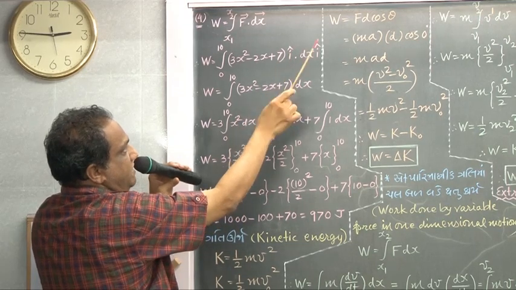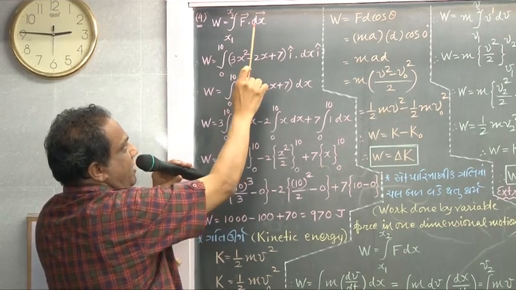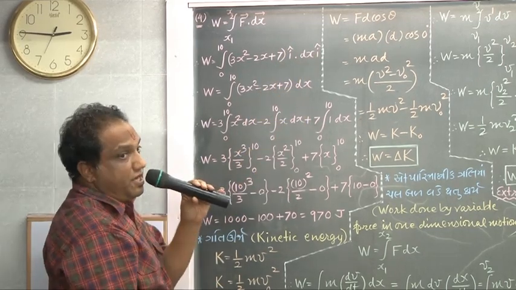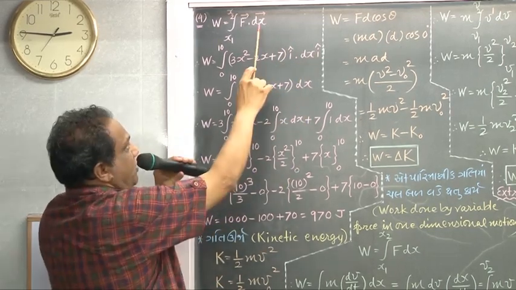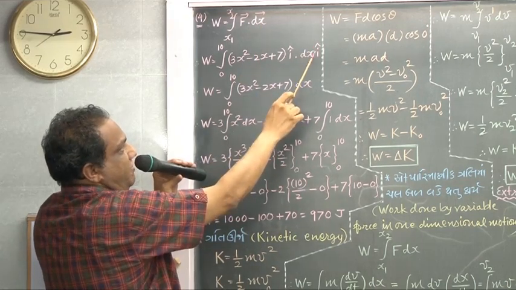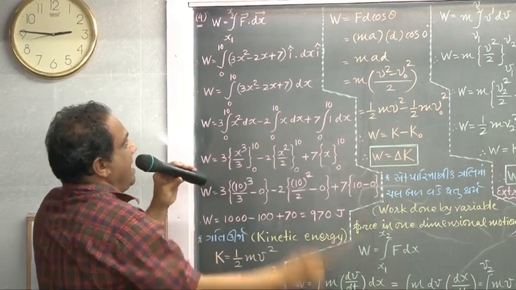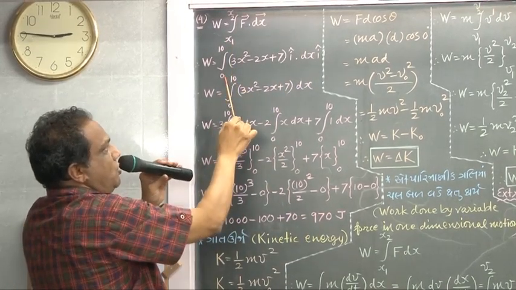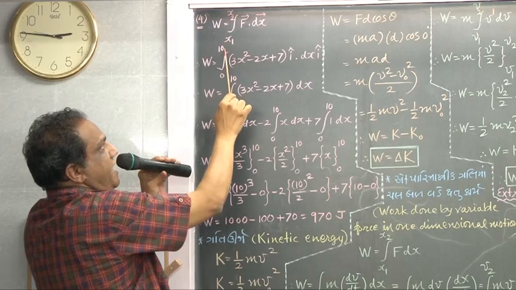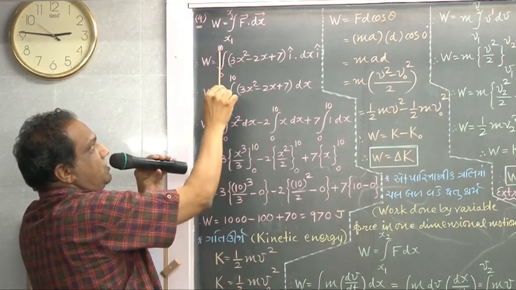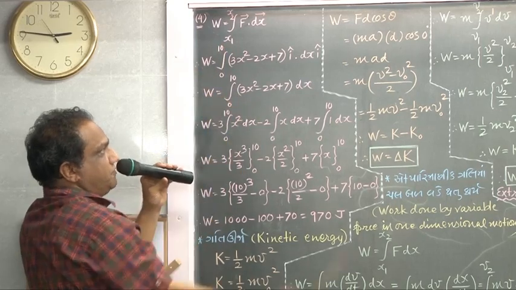Dot, vector equals magnitude multiplied by unit vector. Magnitude of this I am taking dx. Unit vector along positive x-axis, i cap. And initial x coordinate is 0. Final x coordinate is 10 meter. This is called the lower limit of integration. This is called the upper limit of integration.